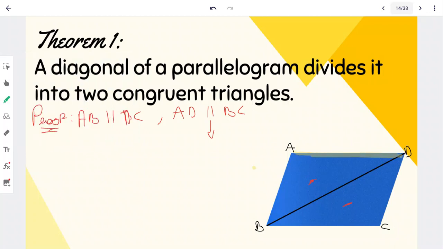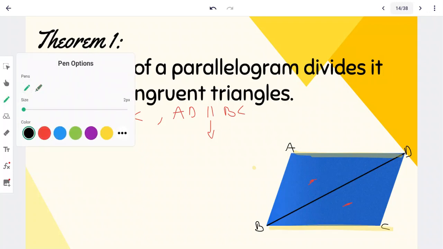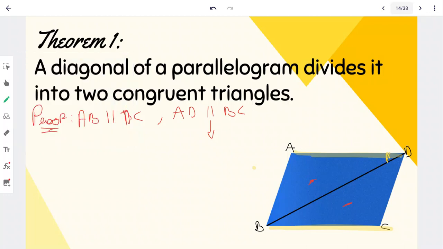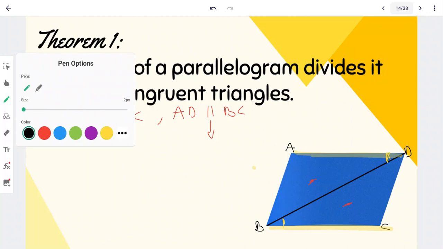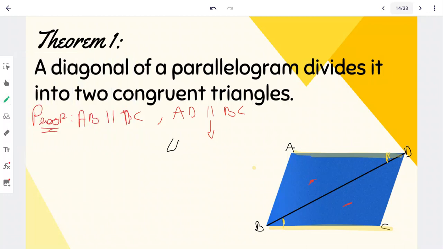AD is parallel to BC. Do we have alternate interior angles? Yes, we can see alternate interior angles. What are they? Angle ADB and angle DBC. They both will be equal. Correct. So let us write it over here that angle ADB is equal to angle CBD. Why? Alternate interior angles.